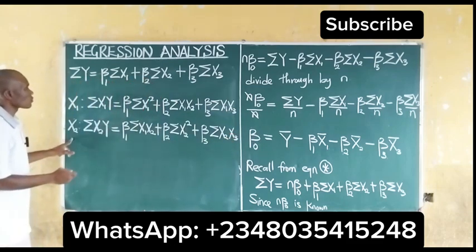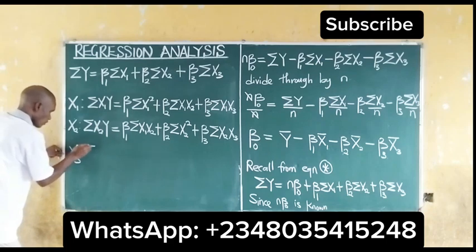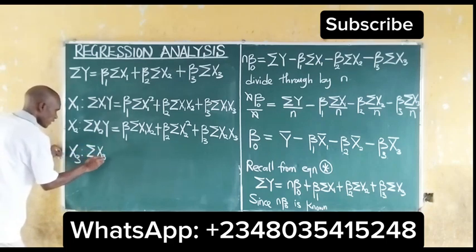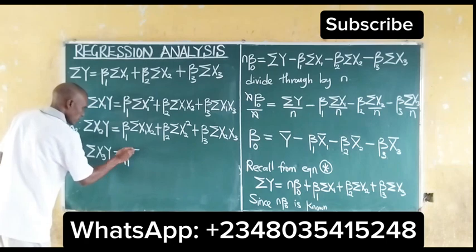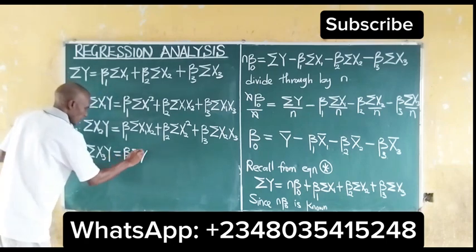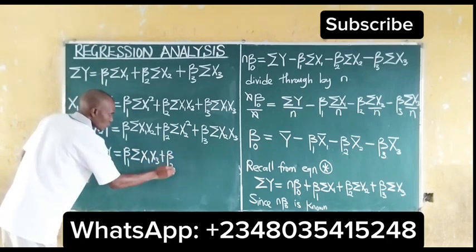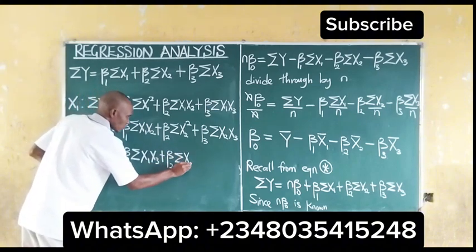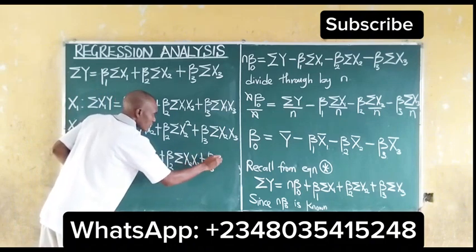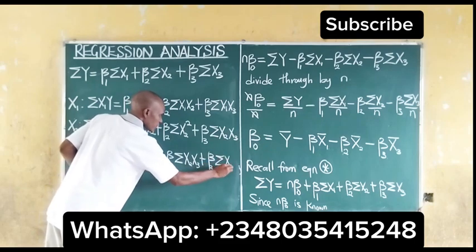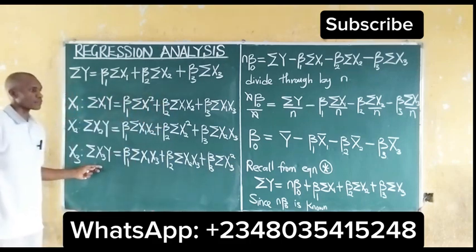Now we move over to the third one, x3, which is summation of x3 y equal to b1 summation of x1 x3 plus b2 summation of x2 x3 plus b3 summation of x3 squared. So this is what we get.